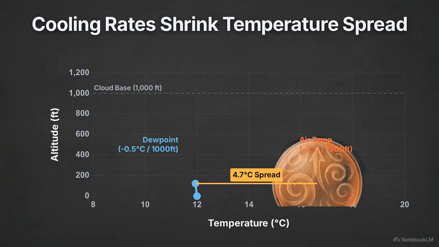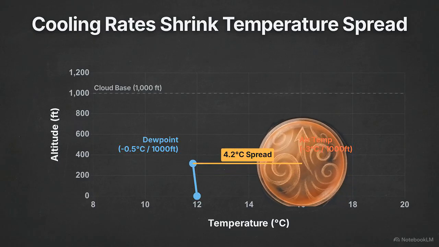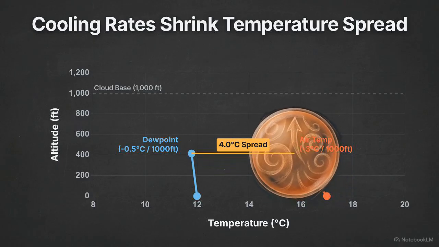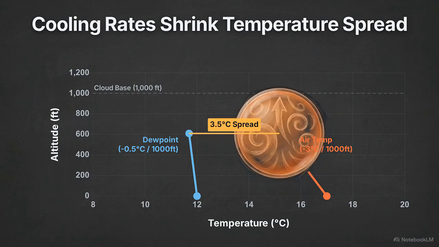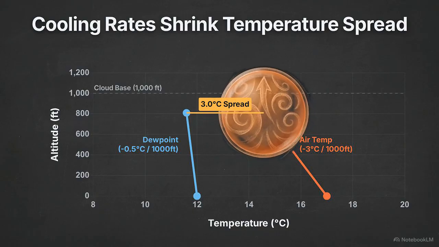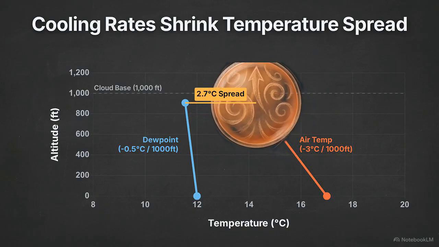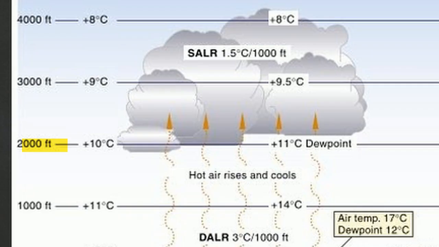The air within the parcel cools at 3 degrees Celsius per 1,000 feet, while the dew point drops at a rate of 0.5 degrees per 1,000 feet. Because of these differing rates, the spread between the air temperature and the dew point decreases by 2.5 degrees for every 1,000 feet the parcel gains. At 1,000 feet, the internal temperature of our parcel has fallen to 14 degrees, and its dew point has decreased to 11.5 degrees. By 2,000 feet, the two variables mathematically intersect.